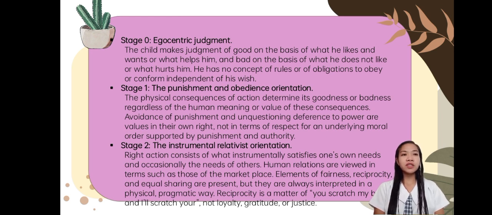So, in this stage, the mindset of children is I will do to you if you would do to me too, or I will help you because I know that you will help me too, or I will help you because I know there will be an exchange. Reciprocity is possible at this point in moral development, but only if it serves one's own interests.